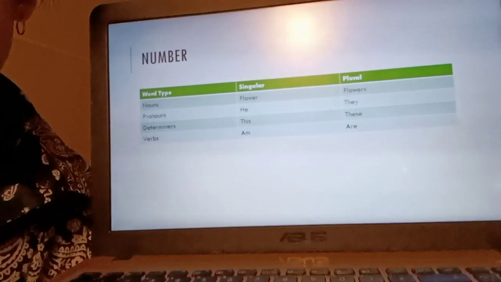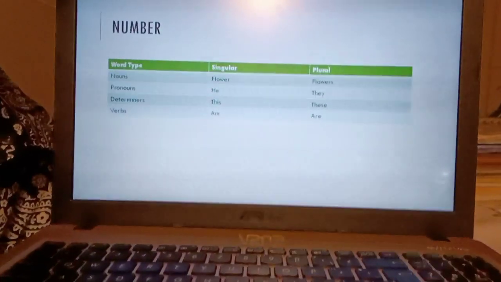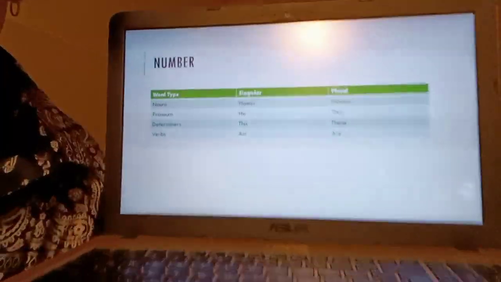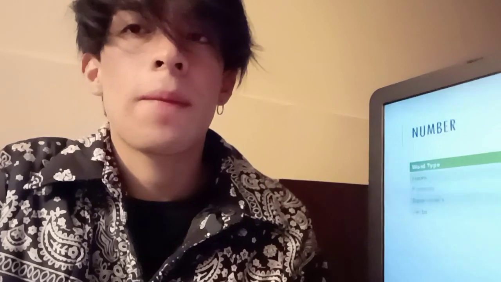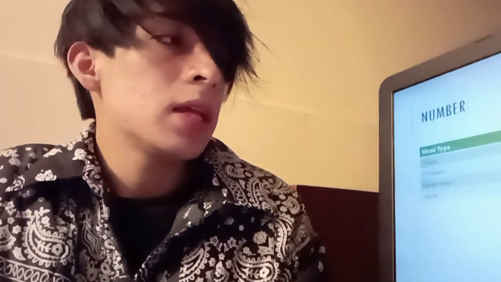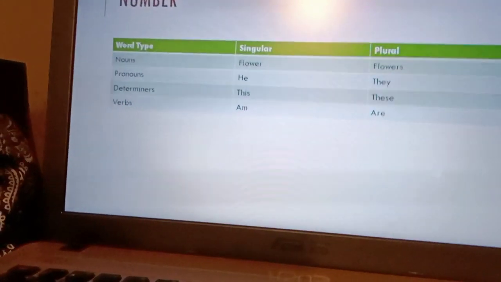We are going to talk about how to teach person, gender, and number. First, we are going to talk about number. There are two types of number that are singular and plural, as you can see in this presentation.